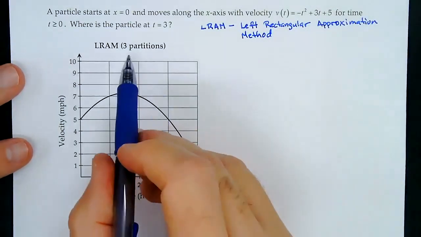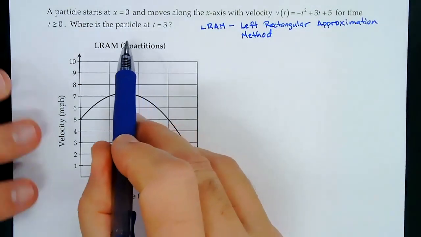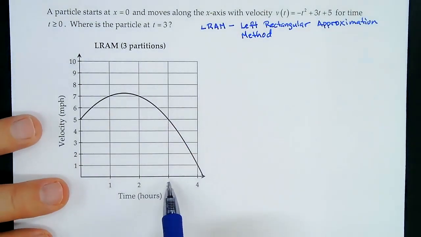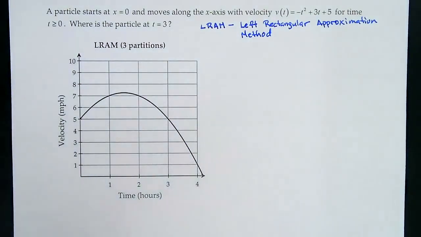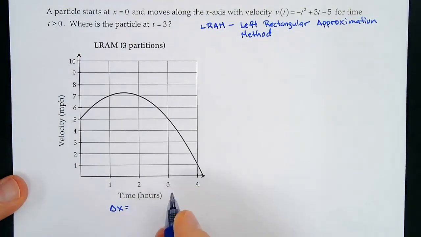Okay, and then what we're going to do, it's called three partitions. So we want to know from 0 to 3, and so we're going to calculate what is our change in x, and we want to do this with three rectangles. Okay, so my delta x is going to be 3 minus 0, and why 3 minus 0? Because we're starting at 0 and we're going to end it at 3, so that distance is 3.